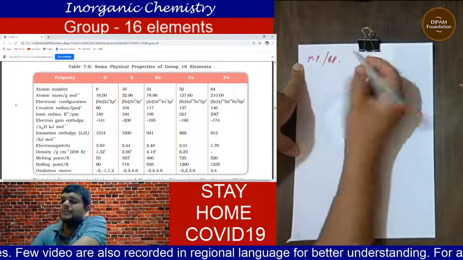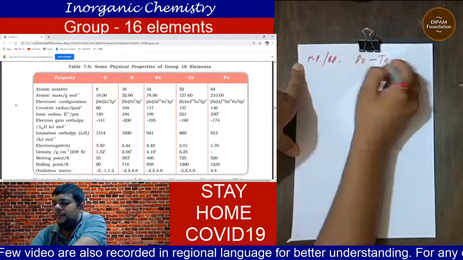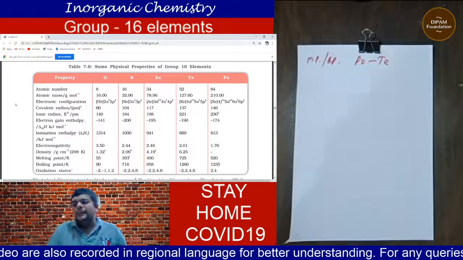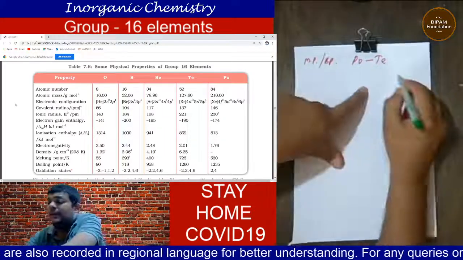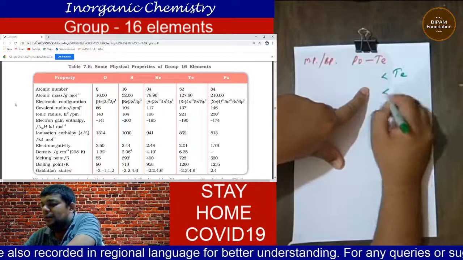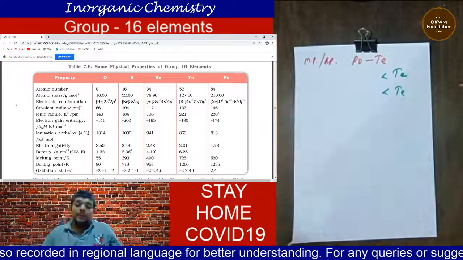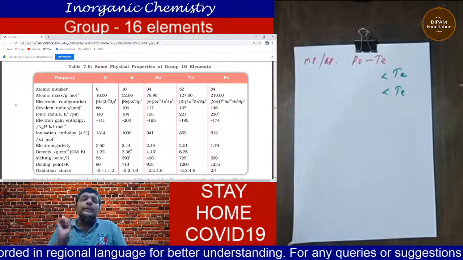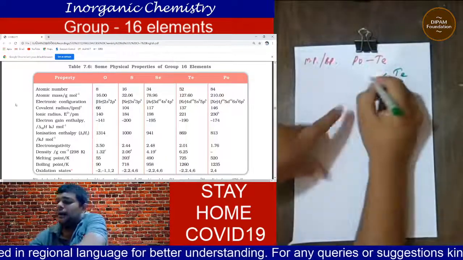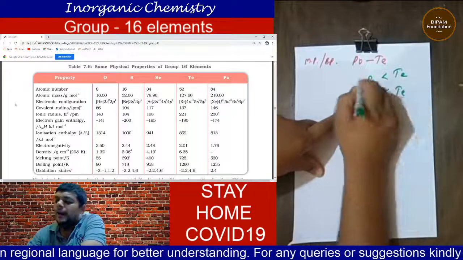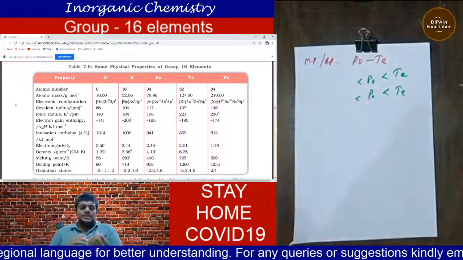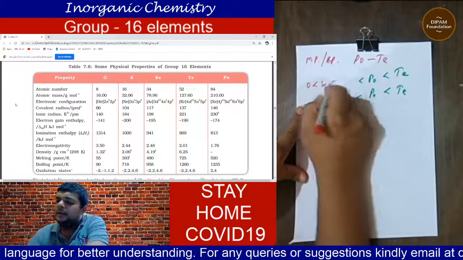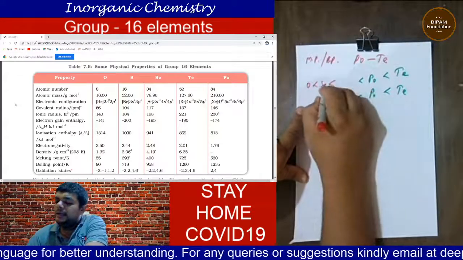you have one exception, and that is the polonium tellurium exception. Let it be melting point or boiling point, the maximum value is always tellurium. Tellurium has a higher melting point as well as boiling point compared to polonium. And once this exception is written properly, then you do not have to worry. The rest are very clear.